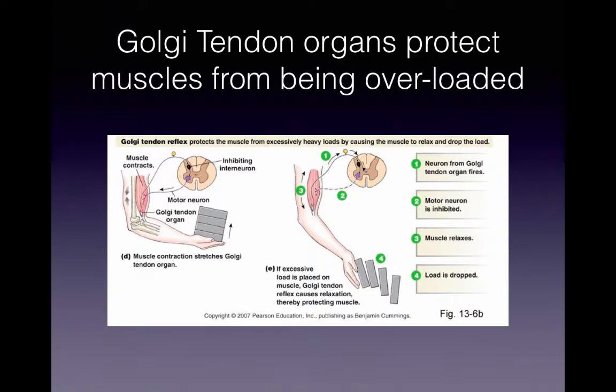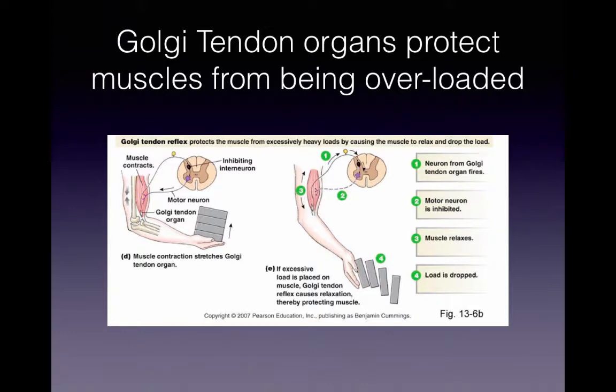Another reflex protects our muscles from overloading. This is dependent on the Golgi tendon organ. Golgi tendon organs are exactly that. They are found in the tendons, okay, which are those cartilage tissue that attaches the muscle to bone. And the Golgi tendon reflex protects our muscles from being overloaded or excessively loaded by heavy items.